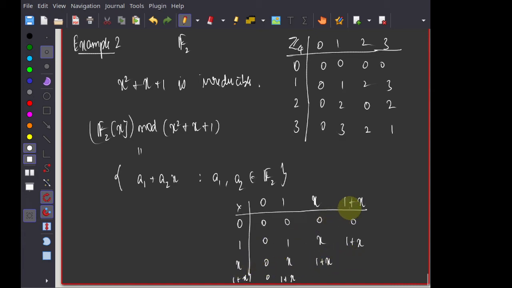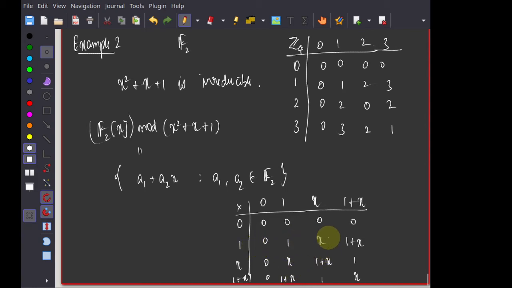Okay, what is x times 1 plus x? So this is 1. Similarly, this is 1. What is 1 plus x times 1 plus x? Yeah, so 1 plus x, the whole square, is going to be 1 plus x square. This mod x square plus x plus 1 is going to be x. Let's look at this multiplication table now.